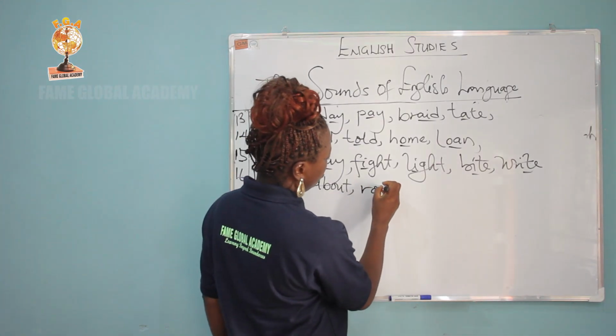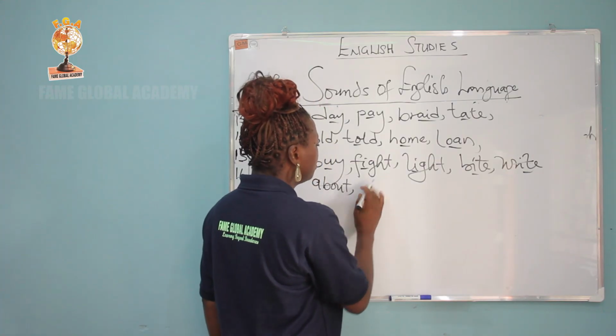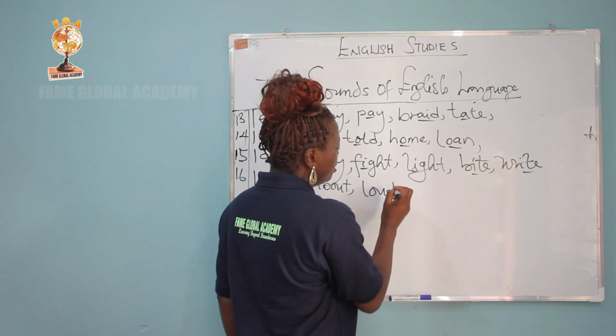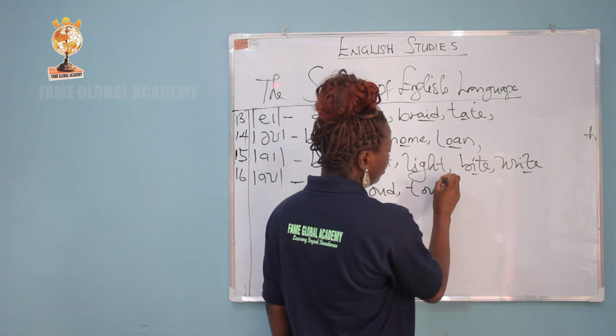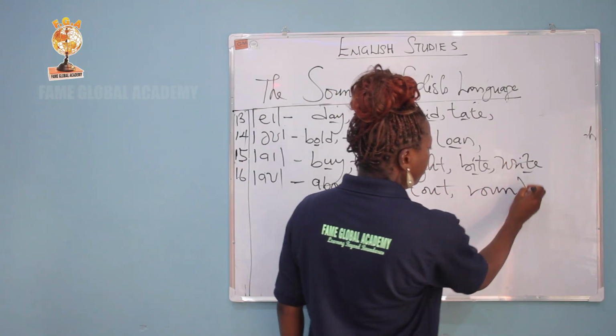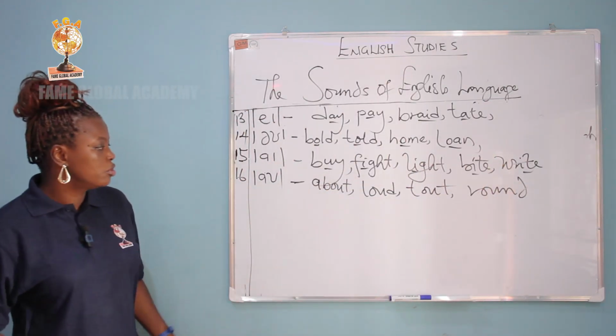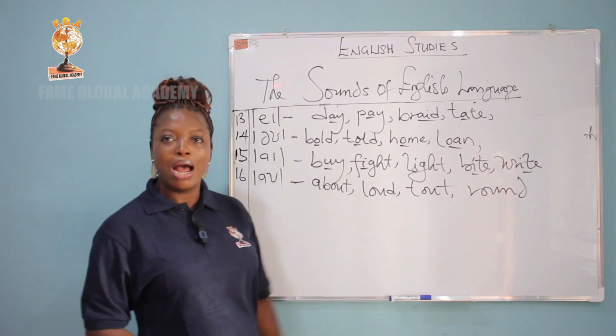Route. No. Loud. Let's put loud. Okay, let's make it loud, make it easier for you. Tout. Round. Alright. So we have about, loud, tout, round.